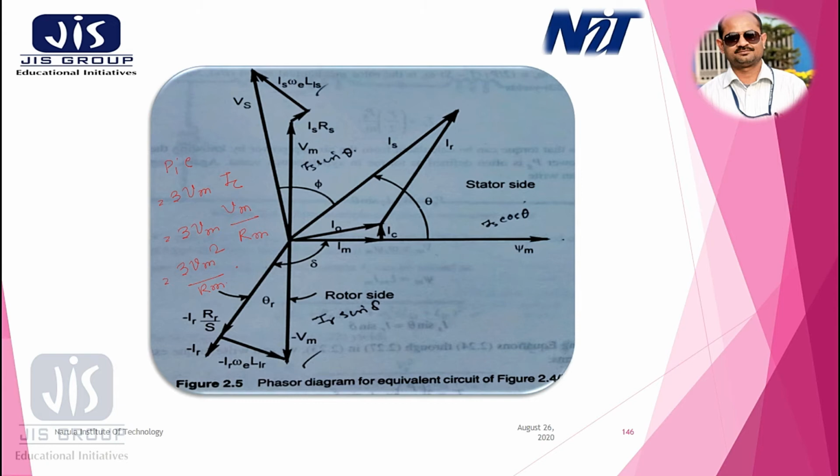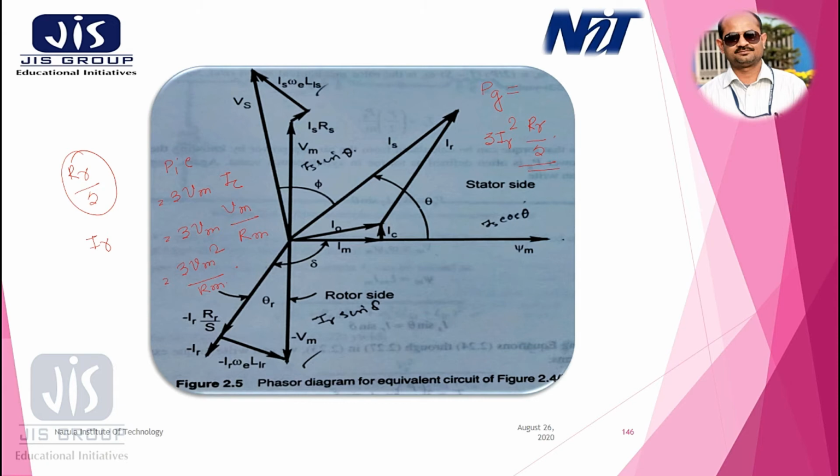Now what is my air gap power, PG? PG is nothing but the stator output and rotor input. If we recall the rotor equivalent circuit, the rotor side resistance, which we deduced a few minutes back, was RR by S, and the rotor current is IR. So this is my power across the air gap: 3 IR square RR by S.